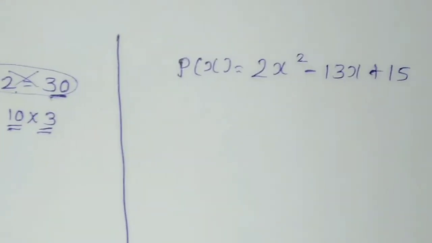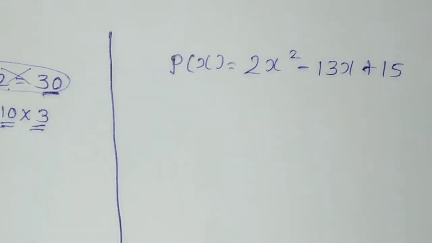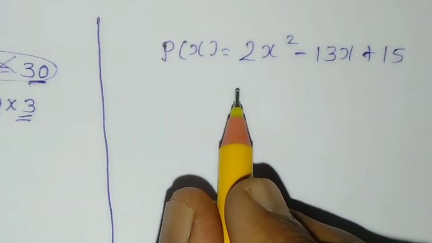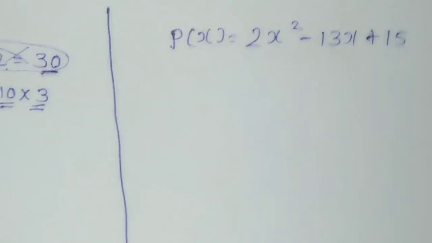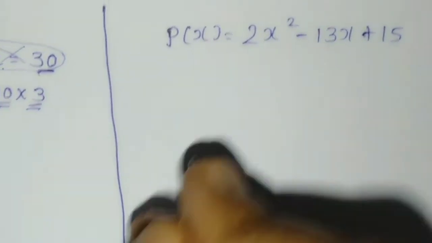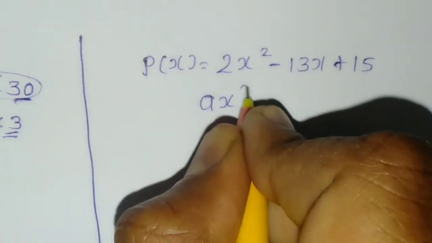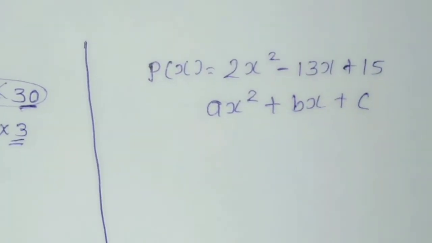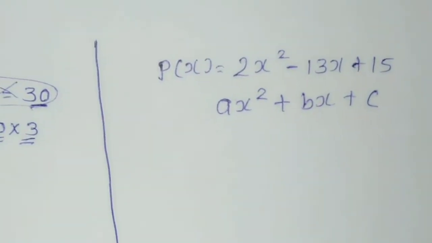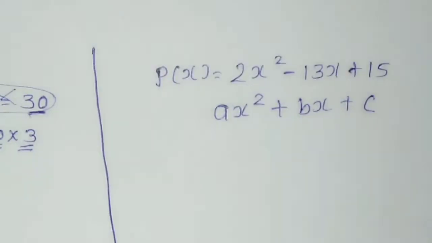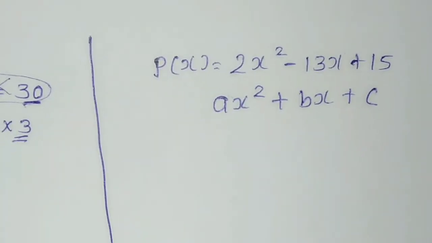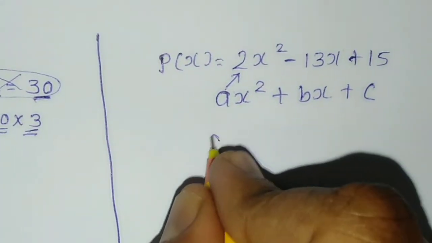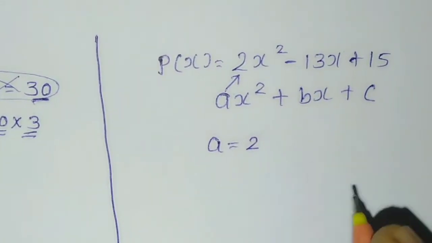Now for this, what to do? First of all I will compare it with the original form. What is the original form, or we can say the standard form of a polynomial? It is ax square plus bx plus c. This is our standard form that we have to compare. So a is equal to 2. What is the value of a? a is equal to 2.